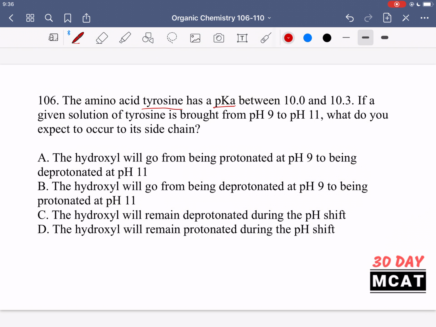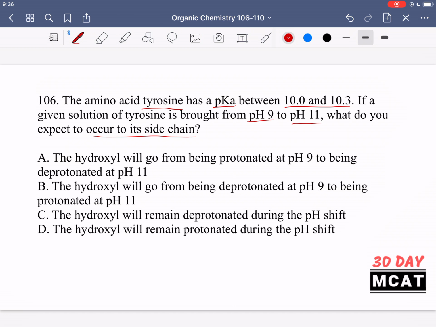Its pKa is between these ranges. Now we have a solution that was initially at pH 9. Now it's at pH 11. What would occur to its side chain? So what do we expect? Well, the side chain for tyrosine, you should know it has a phenyl group, which means that there's an OH group at the end. So really it's that OH group that's protonated or deprotonated. And its pKa is, let's just say 10.15 or 10.2, around 10.2.